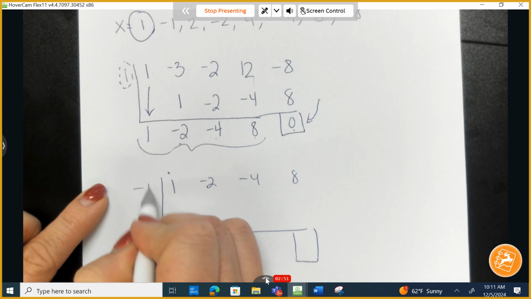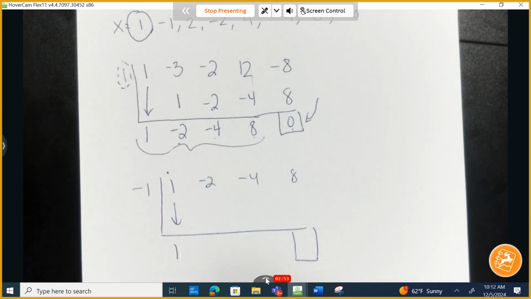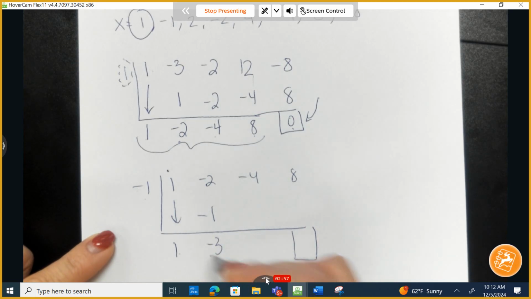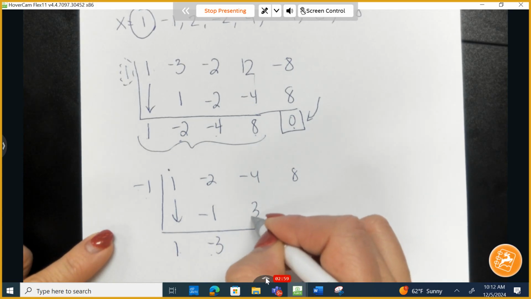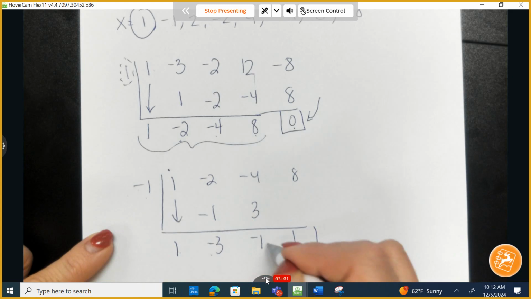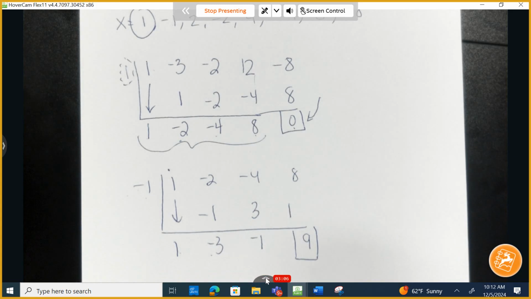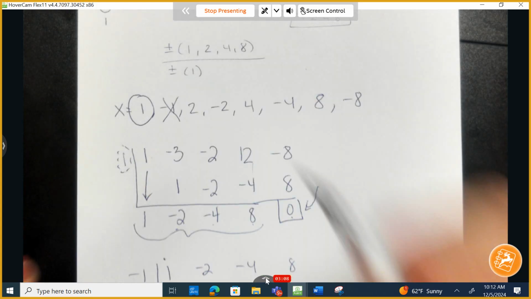Now I'm going to test negative 1. I drop down the first number. I multiply to get negative 1. I add down to get negative 3. I multiply to get 3. I add down to get negative 1. I multiply to get 1, and I did not receive an answer of 0 at the end. That means negative 1 is not a solution.